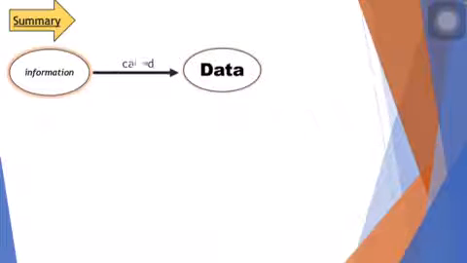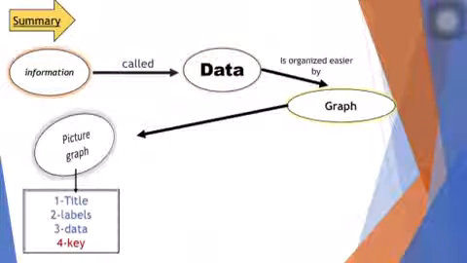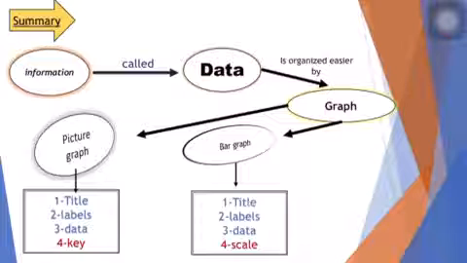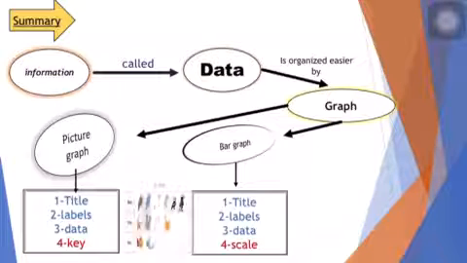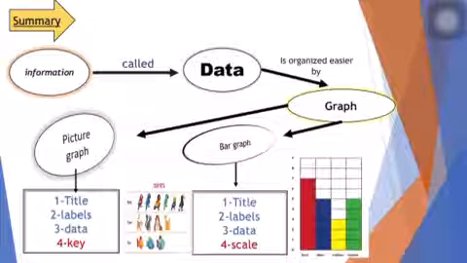So we said information is called what? Data, and it is organized easier by graph. And we have two types of graph: picture graph consists of four parts: title, labels, data, and key. And bar graph consists of title, labels, data, and scale. Picture graph uses pictures to show data. Bar graph uses bars to show data.